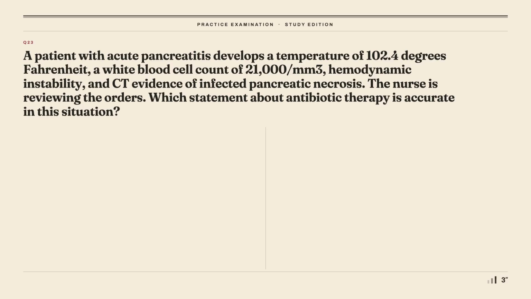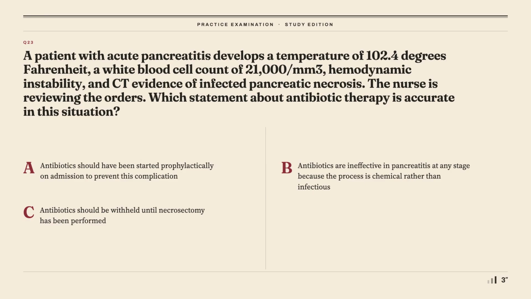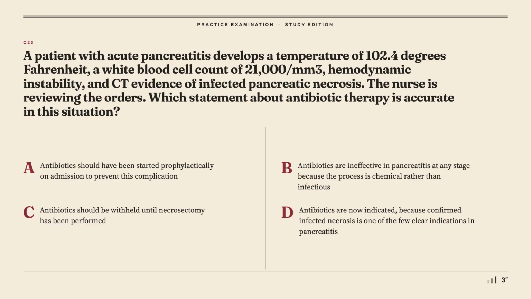Your options are: A. Antibiotics should have been started prophylactically on admission to prevent this complication. B. Antibiotics are ineffective in pancreatitis at any stage because the process is chemical rather than infectious. C. Antibiotics should be withheld until necrosectomy has been performed. D. Antibiotics are now indicated because confirmed infected necrosis is one of the few clear indications in pancreatitis. Don't overthink it, which one feels right.